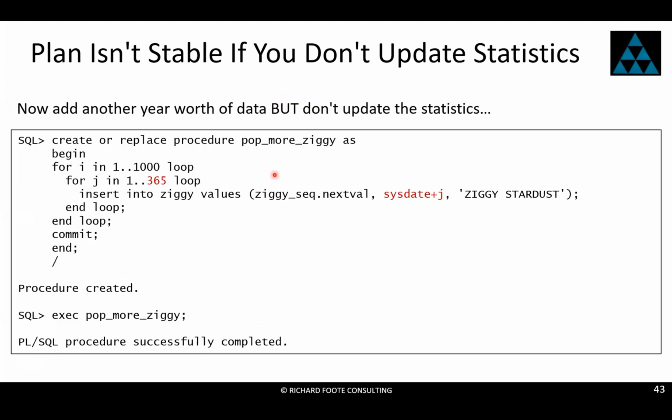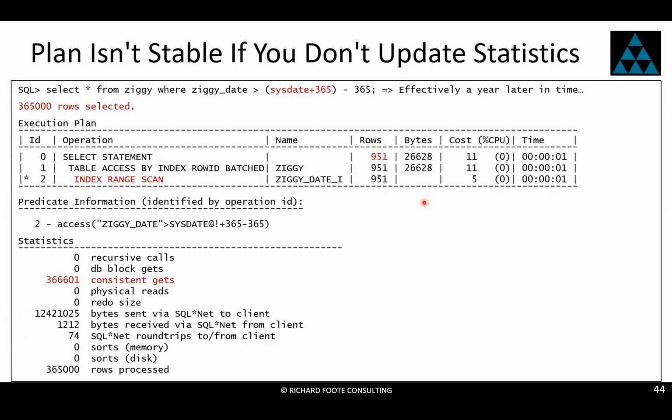Now, if I don't collect stats for a year, what happens is my data changes. I will now insert a new year's worth of data. So this is what I'm doing here. I'm inserting another year's worth of data into the future. And I'm not going to collect stats because everything's fine. So what I'm doing now, I'm going to run this query as equivalent to what it would be like in a year's time. In a year's time, the sysdate will be 365 days later. And I want the previous 365 days.